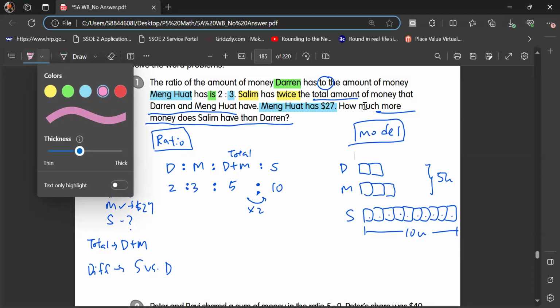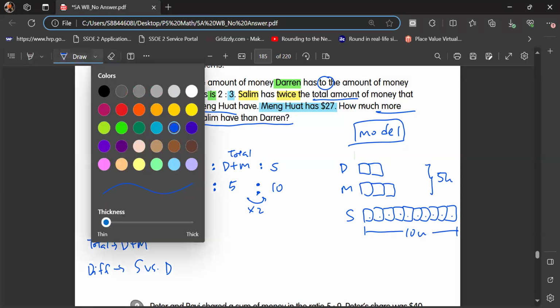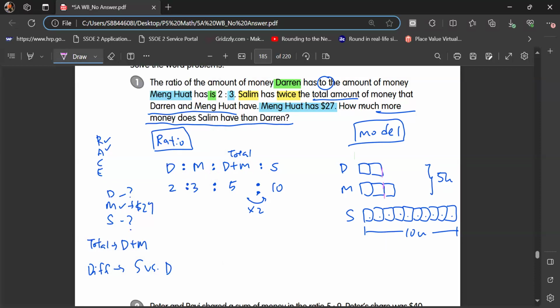From where? 2 units, right? Darren is here, Salim is here. From here, how many units is that? 8 units. So this is the part. Salim versus Darren. There is 10 minus 2 is 8 units, which from the model is seen clearer.